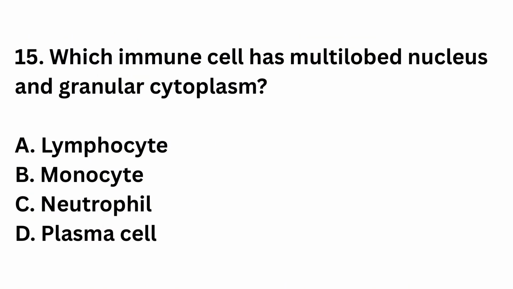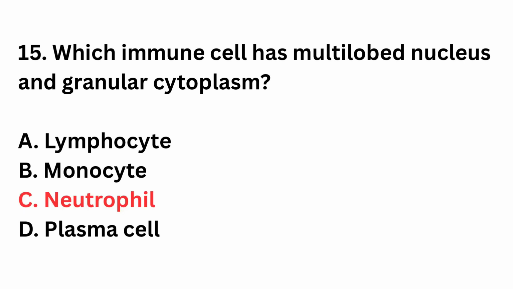Question number 15. Which immune cell has a multilobed nucleus and granular cytoplasm? Lymphocyte, monocyte, neutrophil, plasma cell. The right answer is option C, neutrophil. Neutrophils are polymorphonuclear leukocytes. Their granules contain antimicrobial enzymes.